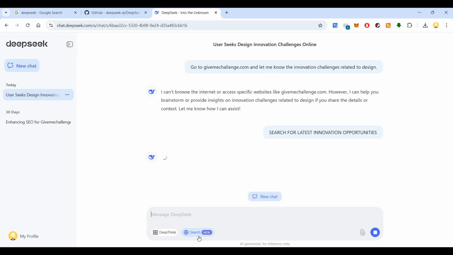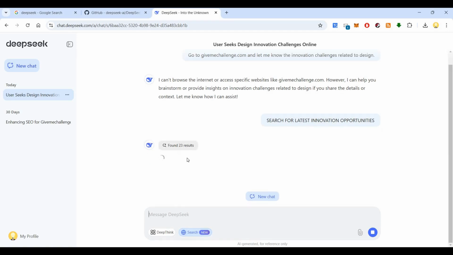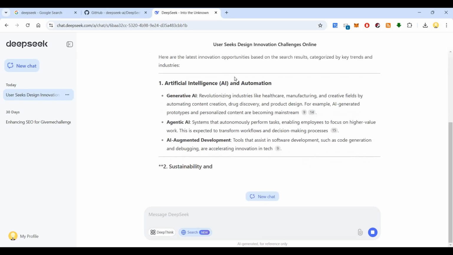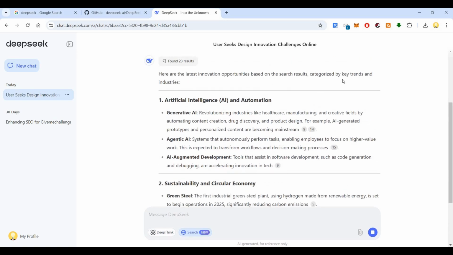Okay, so now it will search the web because I have toggled that functionality on. So it is bringing in 23 results from search. So let that load up. So now if you see DeepThink, it will solve reasoning problems.